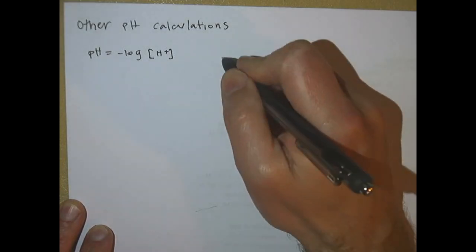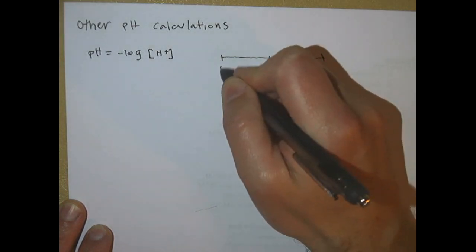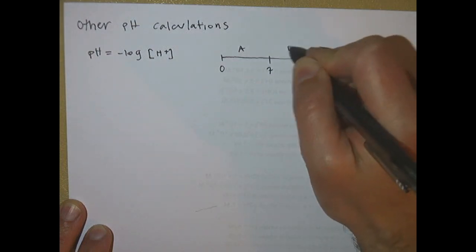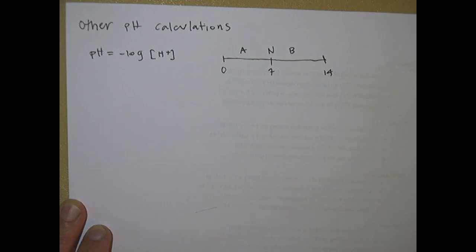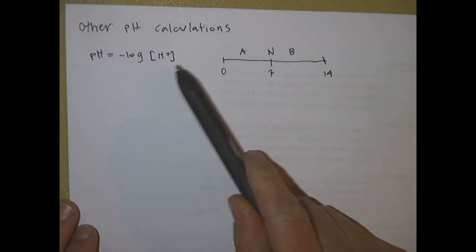And the pH exists on a scale where 0 to 7 is an acid, above 7 all the way to 14 is a base, and at 7 is neutral. And this is good for all calculations at H+.